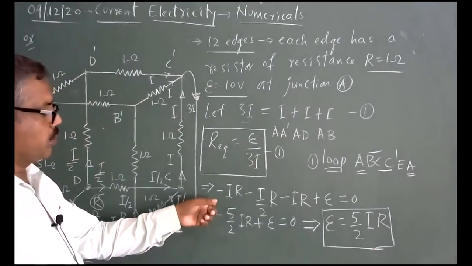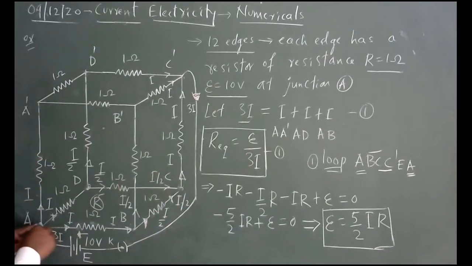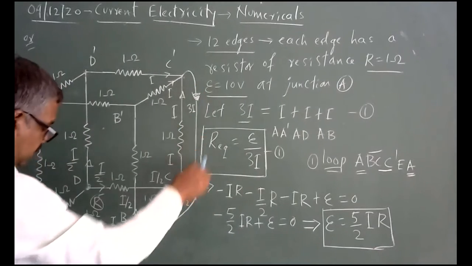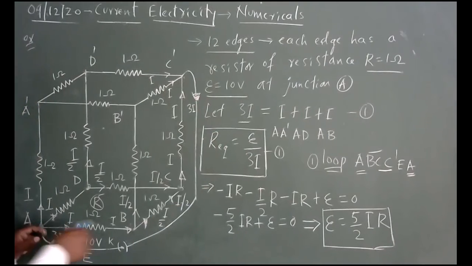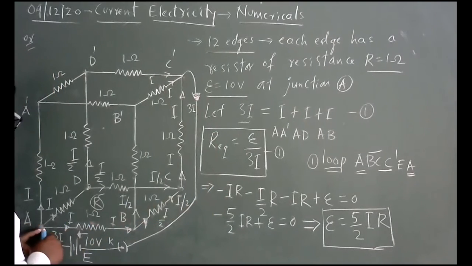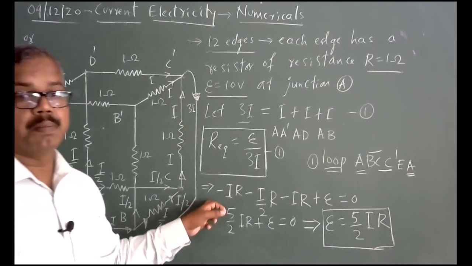I hope the rule is very simple. Let me reread. You travel from A, B, C, C dash, E and back to A. I have written the product. The minus sign occurs because the direction of travel, you are moving from A to B, and the direction of current are the same. Hence, it is taken as minus symbol.